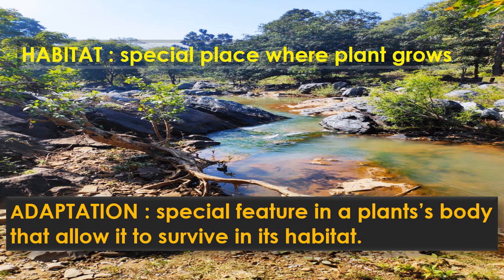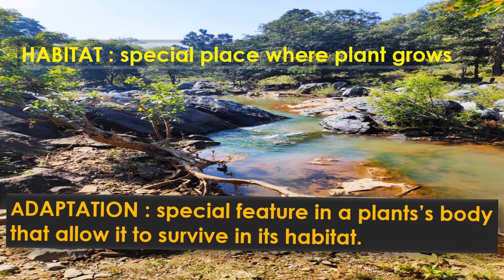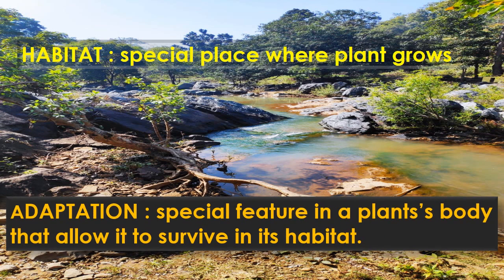Habitat is a special place where the plant grows, or we can say it is the natural surrounding where the plant grows. Adaptation is the special feature in a plant body that allows it to survive in its habitat. Now different plants will be growing in different kinds of habitat, and accordingly they will have their own sets of adaptation which will help them to survive in their habitat.